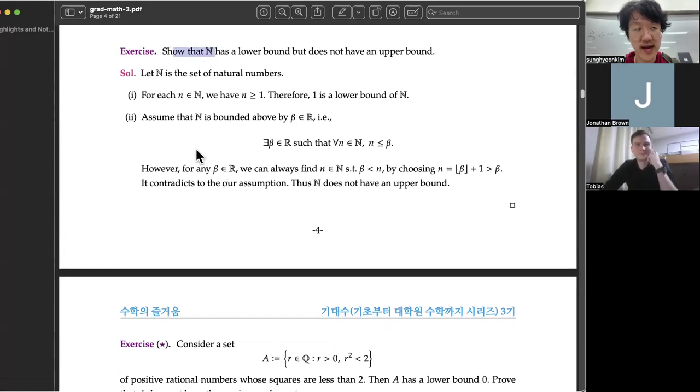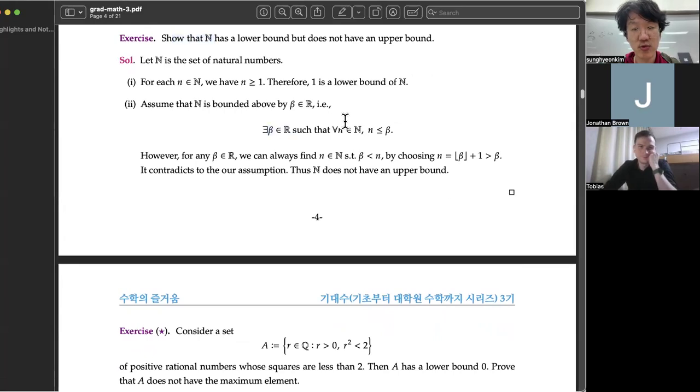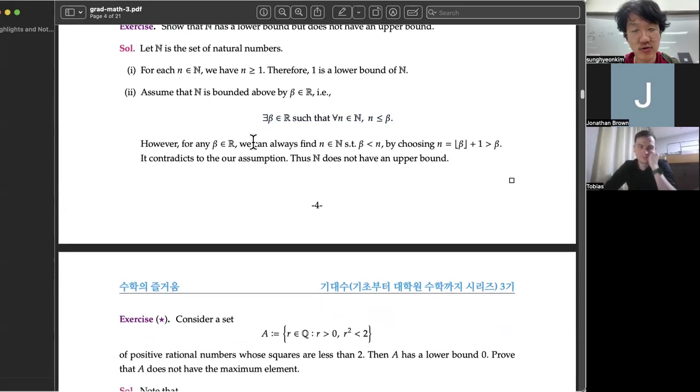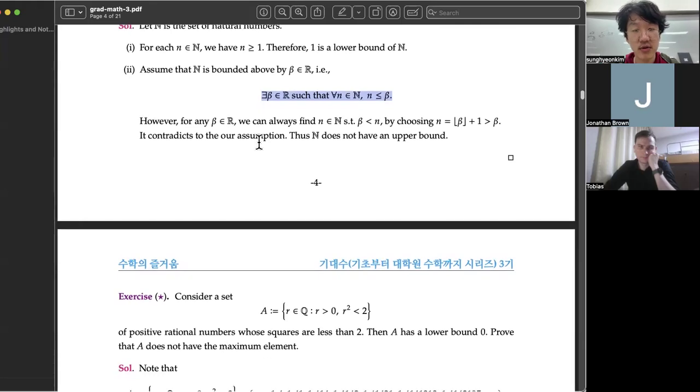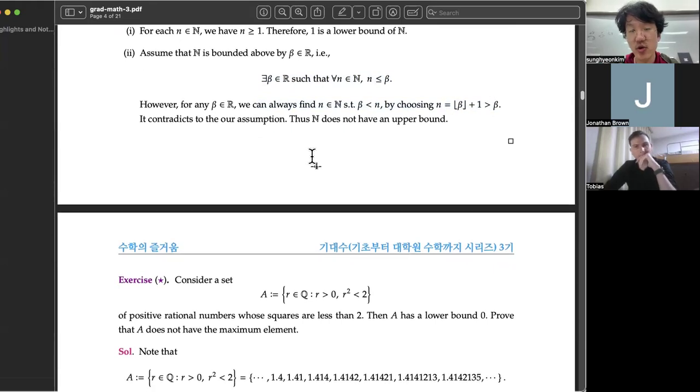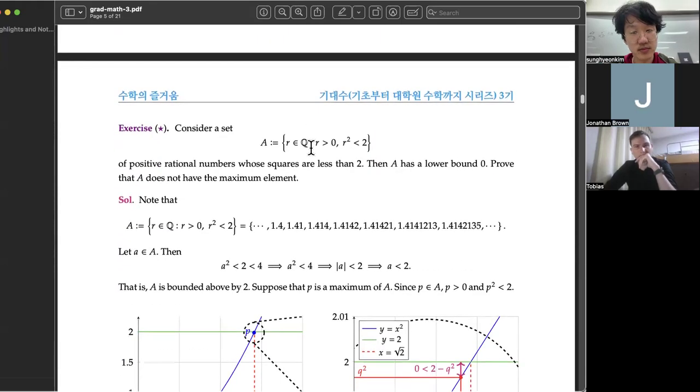For the natural numbers n, we can show there is no upper bound. Let's see how we prove it. Let's say there's b, which is an upper bound. Then b should be bigger than or the same as n. But we can find n which is actually bigger than b. So by contradiction, there's no upper bound in the natural numbers.